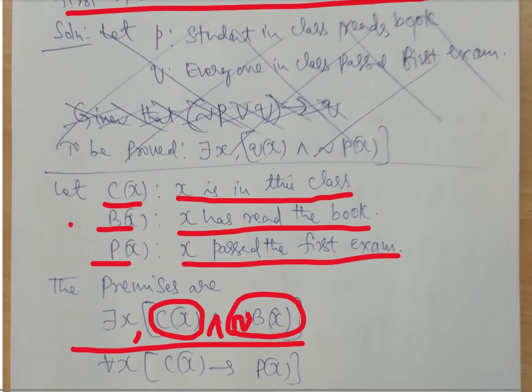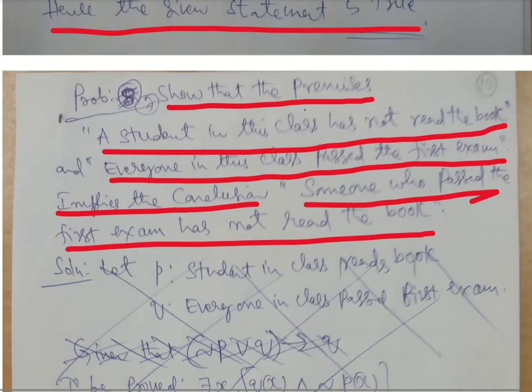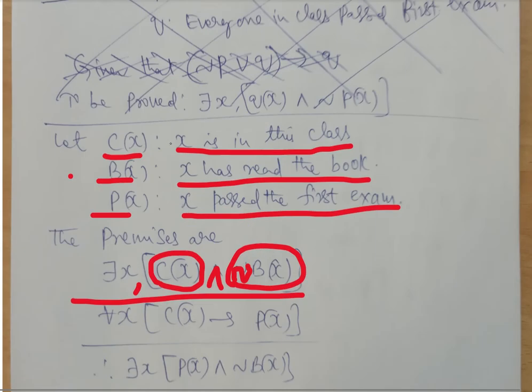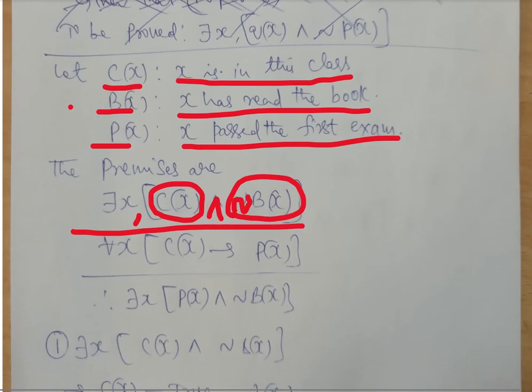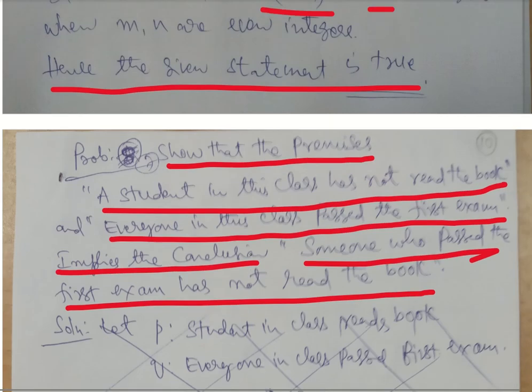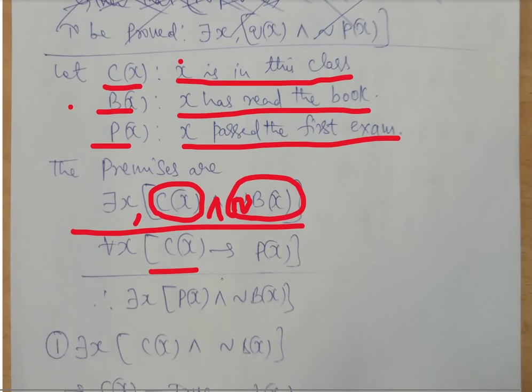Next one. Everyone in this class passed the first exam. Everyone means for all x. For all x, C of x, they are in the class and passed the examination. So everyone in this class has passed the examination. Passed means that since you are part of the class, you have passed the examination. So C of x implies P of x.